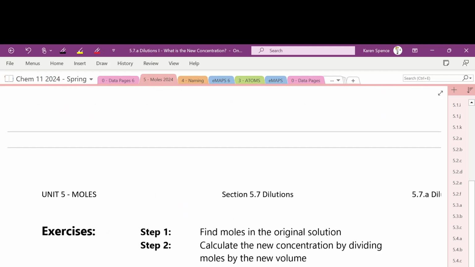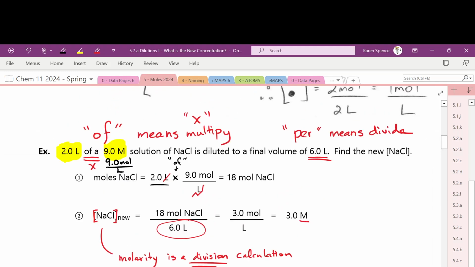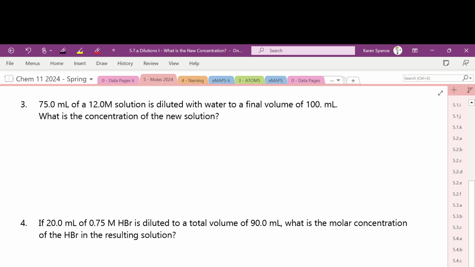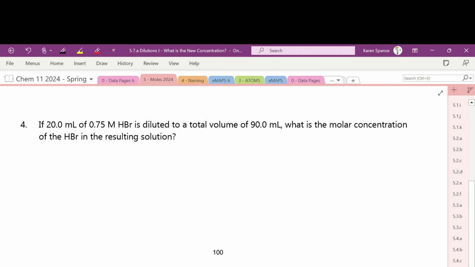Let's try another one. Actually, there is no other one here, but let's try one here. Let's try number 4 together. Do you guys want to try number 4 on your own first? No, you want to do it with me? Okay.